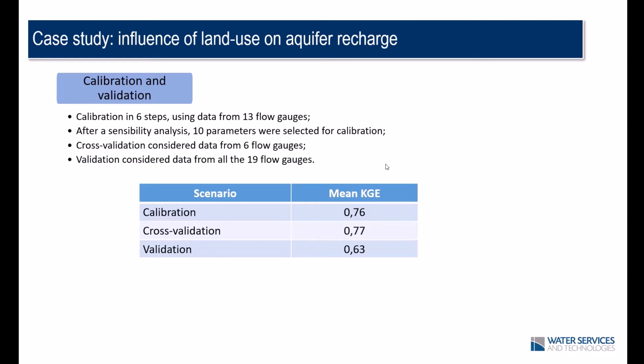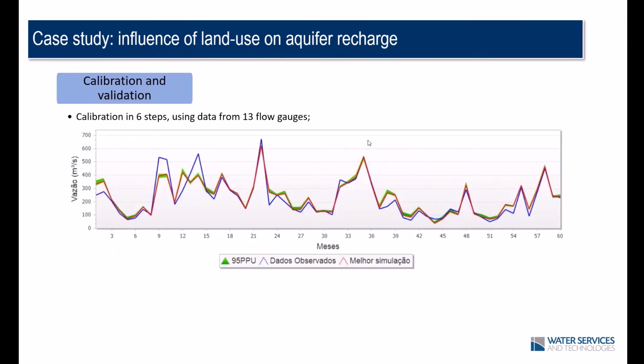scenario. So for the calibration, we got a mean KGE of 0.76. In the cross-validation, we got 0.77, and for the validation, we got 0.63. So this graph here shows the calibration results for the flow gauge located more downstream in the watershed. And we can see that the observed data, the blue line here, is following very close to the best simulation result, which is the red line here.